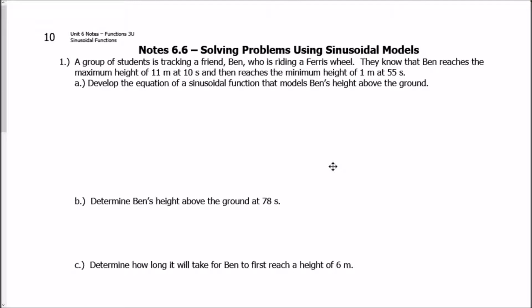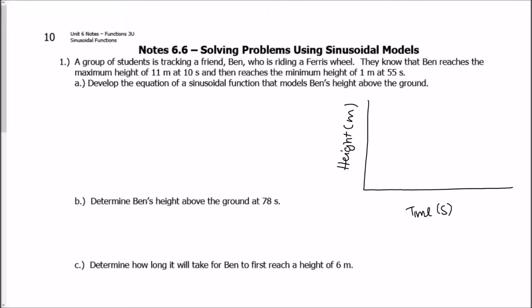So the first thing it asks us to do is to develop the equation of a sinusoidal function that models Ben's height above the ground. Now remember, we can have infinite possible equations, so we're just going to find one possible equation that's going to work, okay? So I just want to draw a quick sketch of what's happening here. When I draw this quick sketch, we're looking at time, and we are looking at the height.